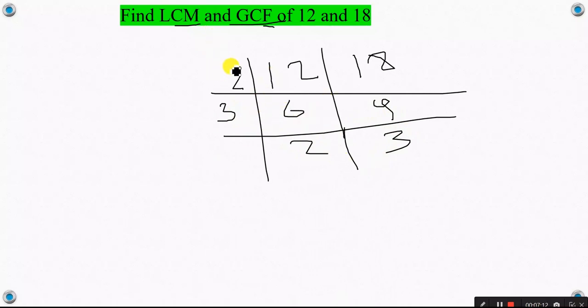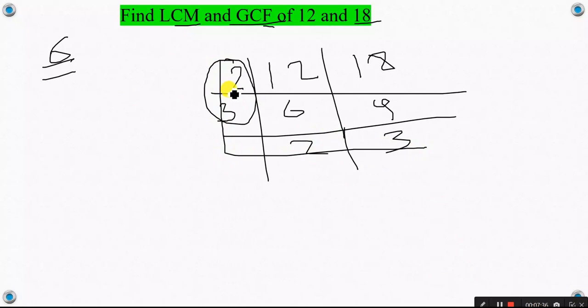So the greatest common factor is simply the first column multiplied. So 6 is the greatest common factor of 12 and 18. Again, the least common multiple is simply the first column and the last row multiplied. So 2 times 3 times 2 times 3, which is 36. So 36.